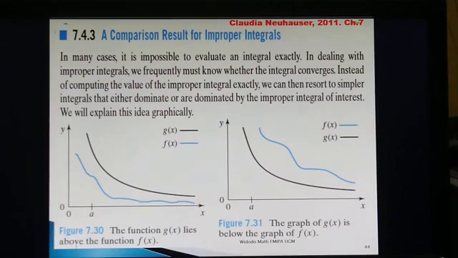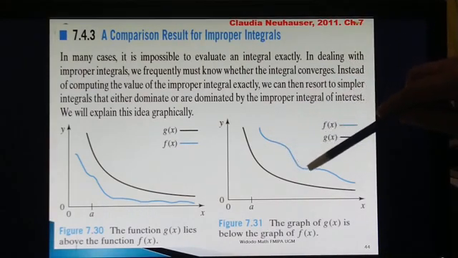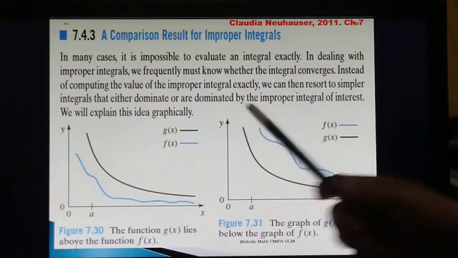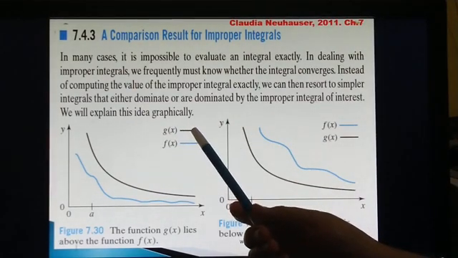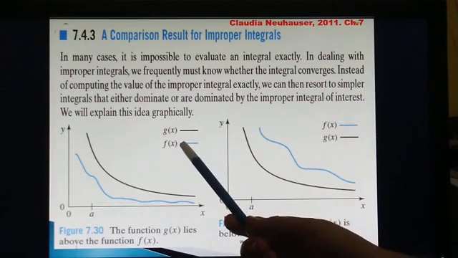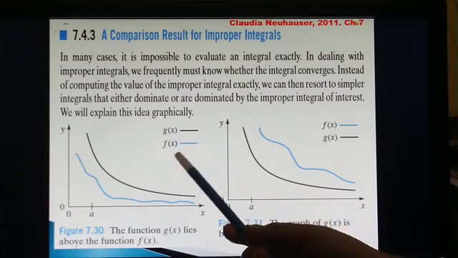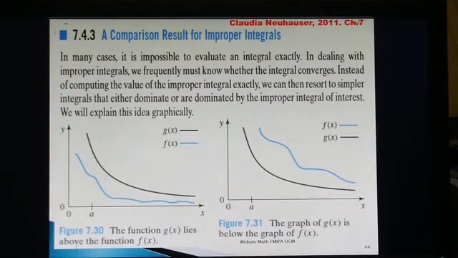So that's all that I want to say about our improper integral. I don't want to describe the comparison result for improper integral in detail, but I want to describe it very briefly. It's just about the comparison between the functions: the blue function f(x) is greater than g(x), and the function g(x), the black one, is greater than f(x), the blue one. And then we can compare the improper integrals.